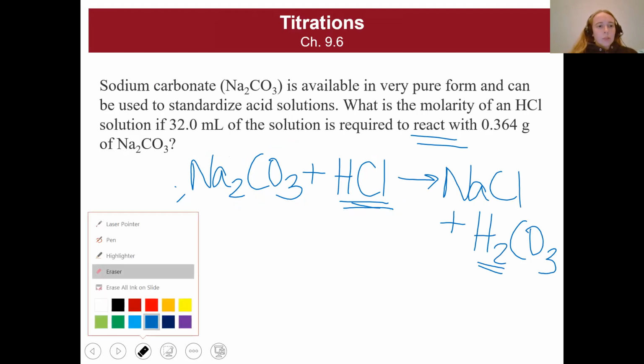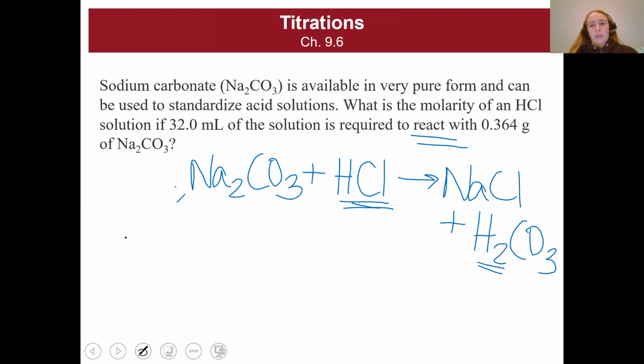Okay, so we have 1 sodium on the right side, but 2 on the left side, so we need to balance that. So I'm going to make that a 2. So now we have 2 sodiums on both sides. We have 1 carbonate, so I'm going to leave that alone. Let's see about hydrogen. So we have 1 hydrogen on the left and 2 on the right, so I'm going to make that a 2. And now we have 2 chlorines on both sides. So that is our balanced equation. 2 moles of HCl for every 1 mole of sodium carbonate.